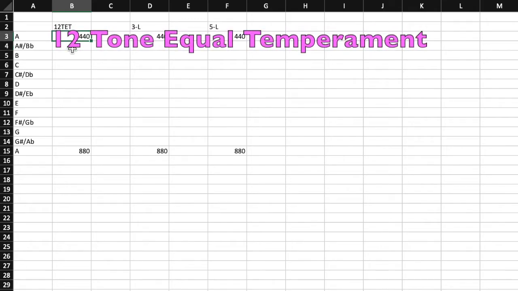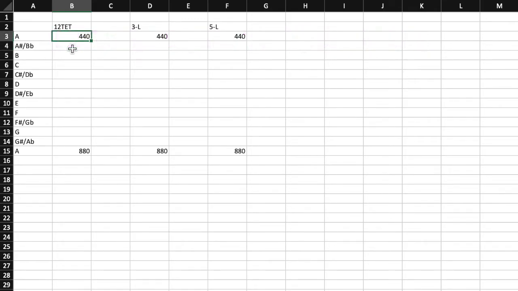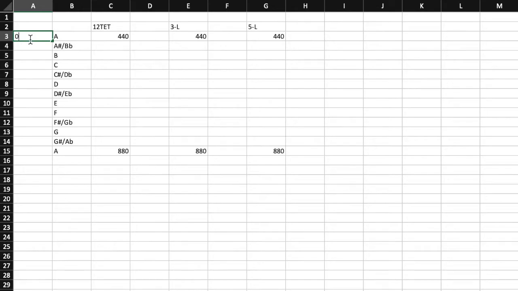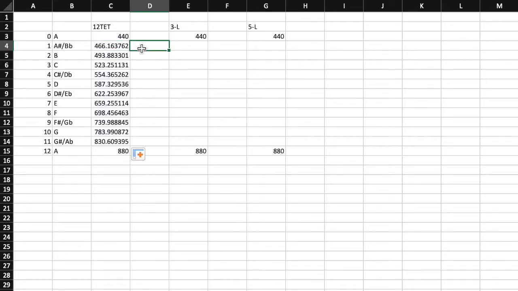So first let's start with 12-tone. 12-tone is a pretty easy formula. Let's add note numbers. It just makes things a little easier. Okay, so then what you want to do is take 440 times 2 to the note number over 12. We want to lock 440 in place, so we put little dollar signs there. Something is not right there. It's because these should be in parentheses. Okay, so now we have 12-tone.